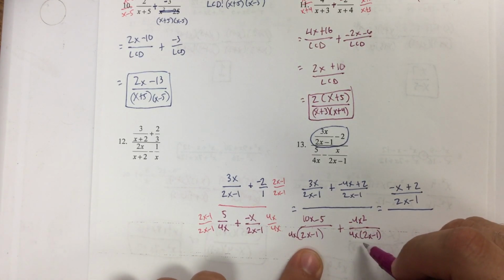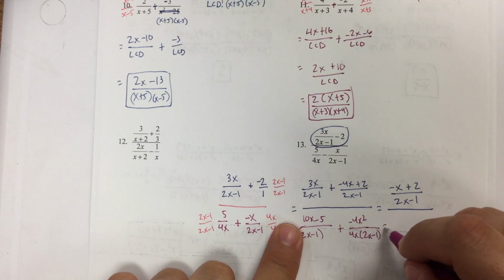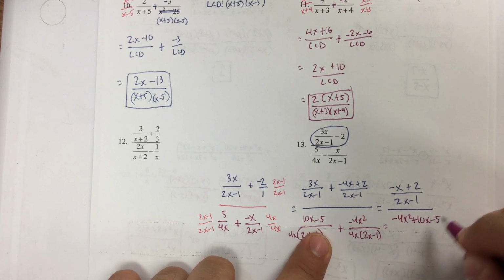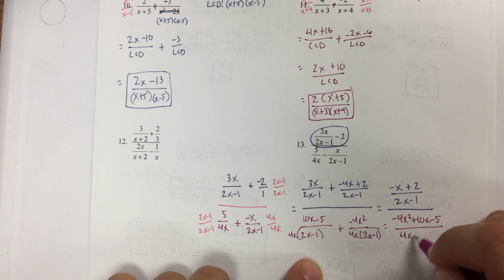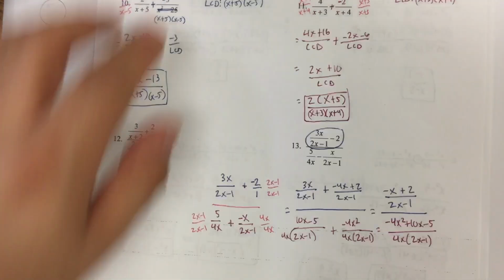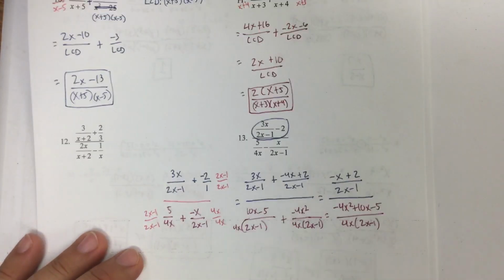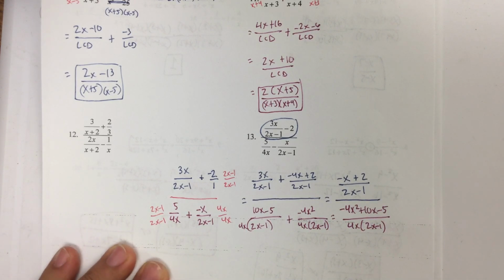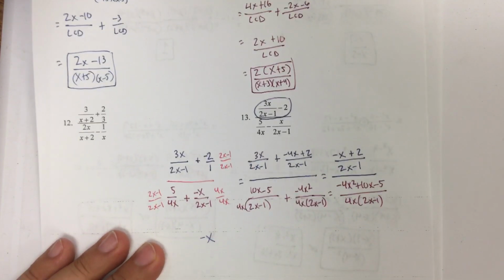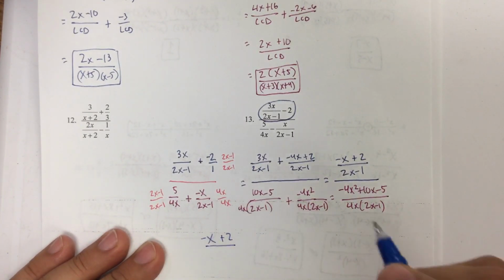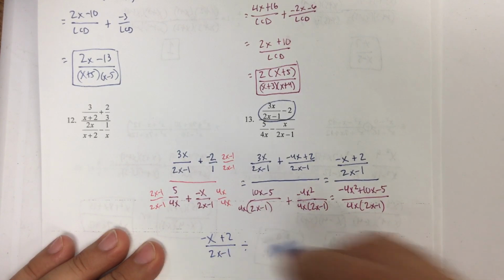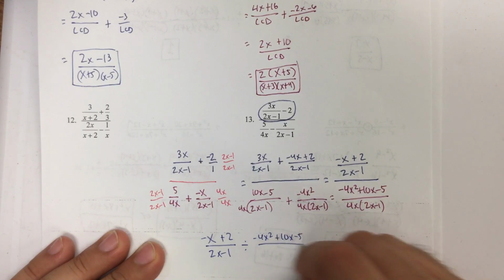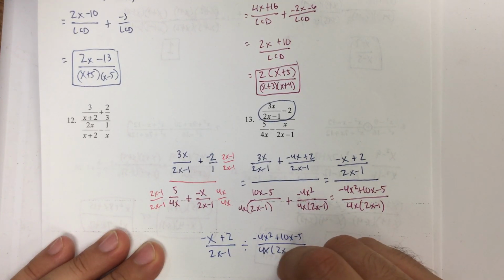So we see we have a common denominator now. So we can add the tops, and nothing actually combines, so it's going to be negative 4x squared plus 10x minus 5 over the LCD of 4x times 2x minus 1. So from here, this is just a division problem. So I'm going to rewrite it how you're used to seeing it. I'm going to write it as negative x plus 2 divided by 2x minus 1, divided by negative 4x squared plus 10x minus 5 over 4x times 2x minus 1.